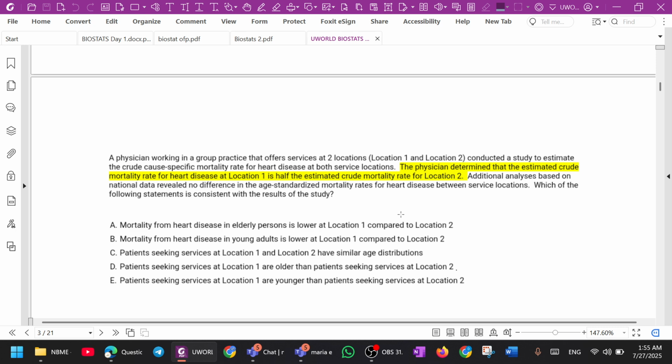Is it option E? E. Okay. Yes, patients seeking services at location 1 are at a younger age, because according to the crude mortality rate for heart disease, location 1 is half the estimated crude mortality rate for location 2. Okay, I think it's E too. Let's check. It's E. There is no explanation for that.